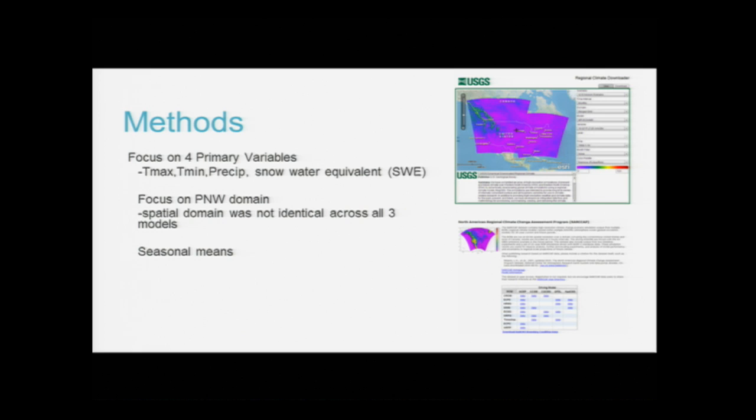For my methods, I focused on 4 primary fundamental variables: Tmax, maximum temperature, minimum temperature, total precipitation, and snow water equivalent, SWE. All data was monthly data, and I focused primarily on the Pacific Northwest domain, but most of it involved the entire West Coast. The spatial domain was different across most of the models. In fact, all 3 models were different, and I'll talk about that in a bit. And then I looked at seasonal means, specifically future minus past seasonal means.